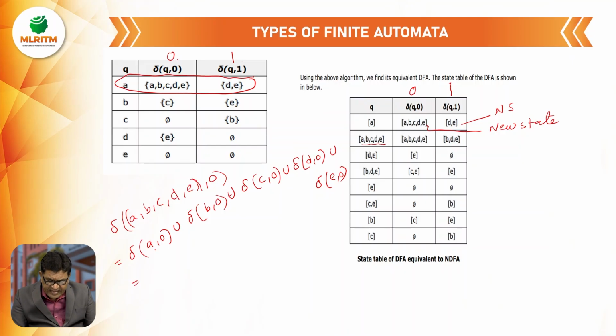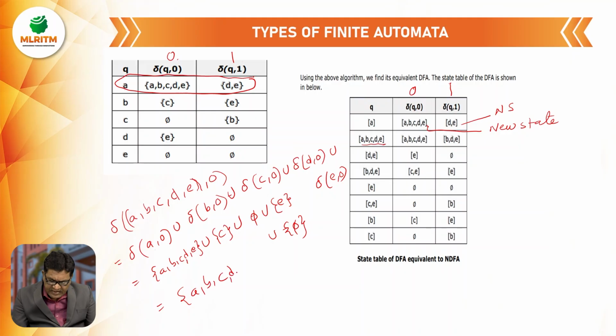Delta, current state A with 0: A, B, C, D, E. B with 0, C. C is already present in the first state. C with 0, phi. D with 0, E, union. E with 0, it is phi. Then finally you get the state A, B, C, D, E. It is an old state. It is already present under A with 0. It is an old state. Don't take this one.